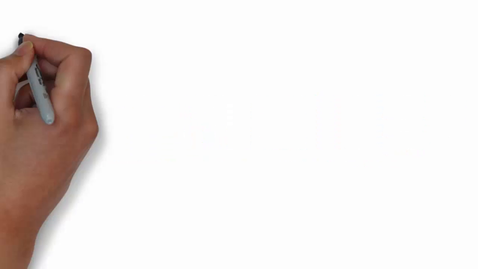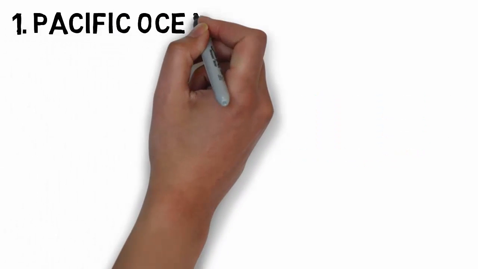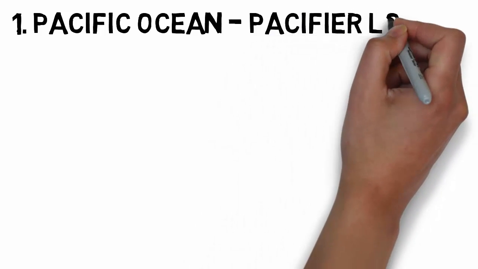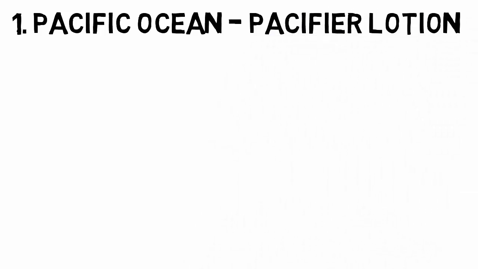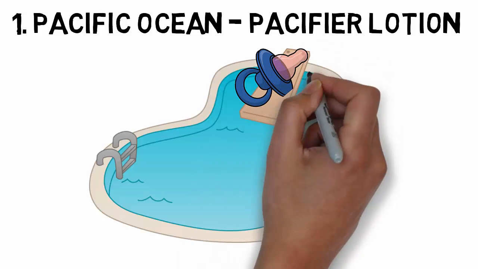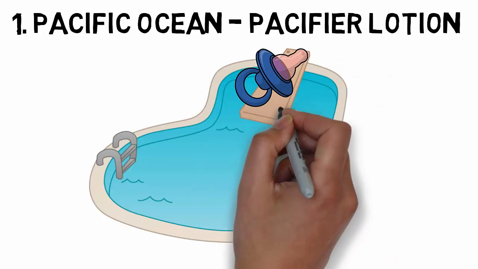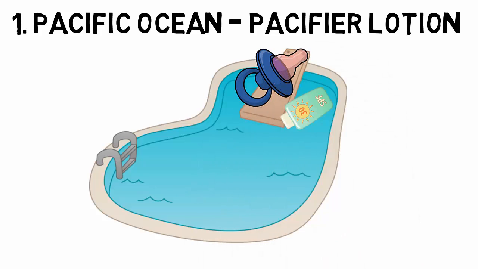So let's get started. The first body of water and the largest is the Pacific Ocean. So the image is going to be a pacifier lotion. So maybe this pacifier is really excited, ready to jump off the diving board, but there's a whole bunch of lotion on the diving board and the pacifier didn't see it, so the pacifier slips on it and tumbles into the water. So that's what we're going to picture for Pacific Ocean.